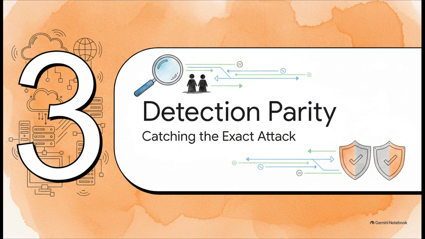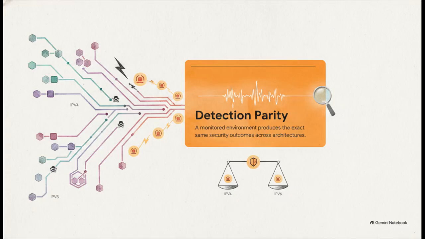Section 3. Ensuring true detection parity. This means catching the exact same attack on both networks. Understanding detection parity is absolutely fundamental. It basically means that a monitored environment produces the exact same security outcomes, detections, and alerts totally regardless of the underlying architecture.